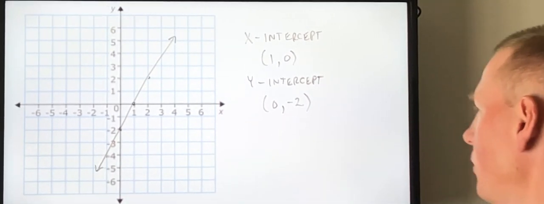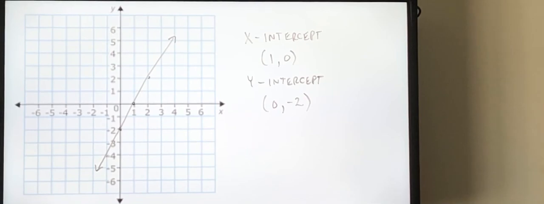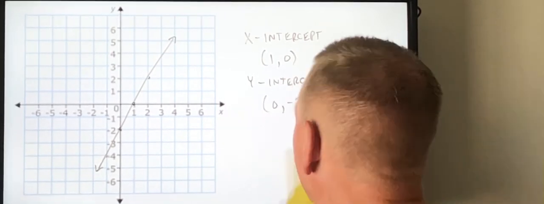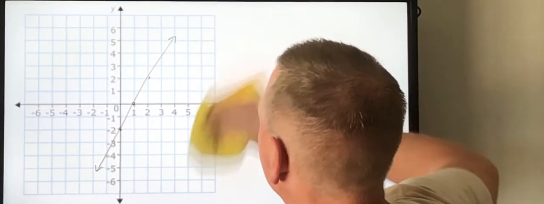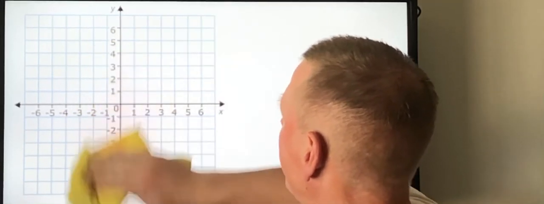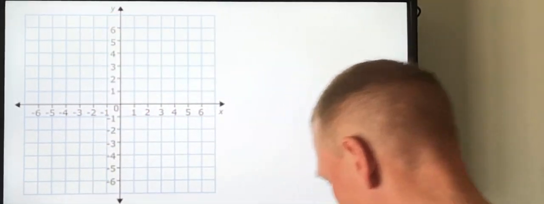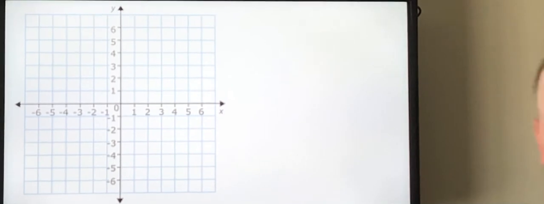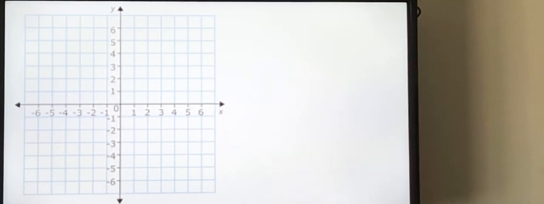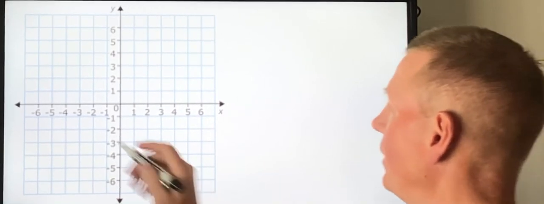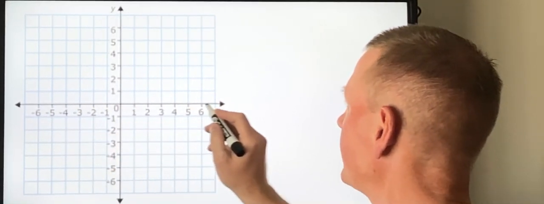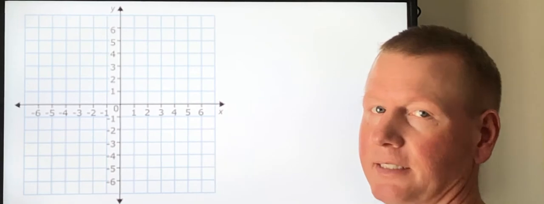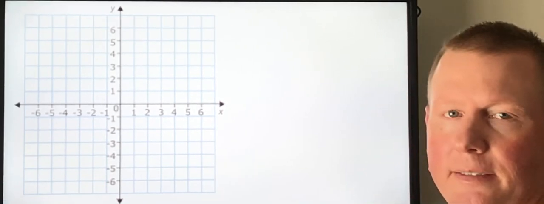Now, let's take a look at a situation where we don't know what the graph looks like. We're given an equation. Well, one of the things I want to point out to you before we take a look at this example would be this. Any point that lies on the x-axis is going to have a y-coordinate of 0.